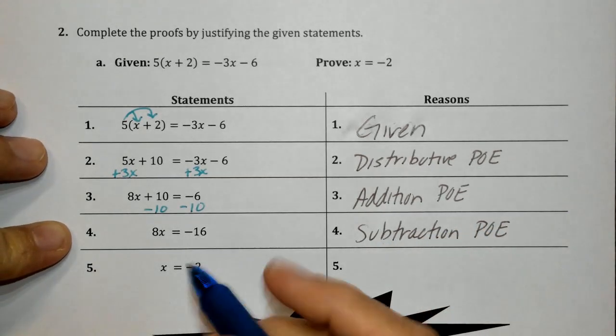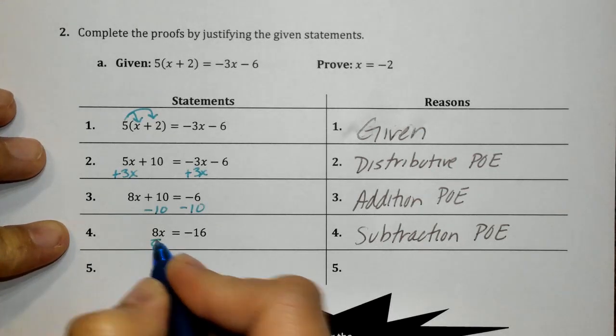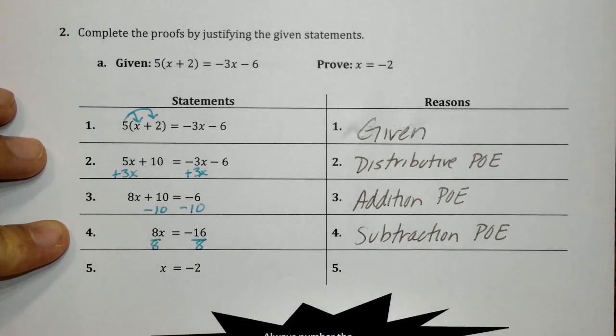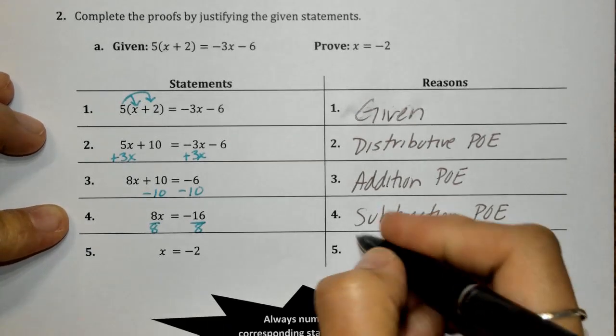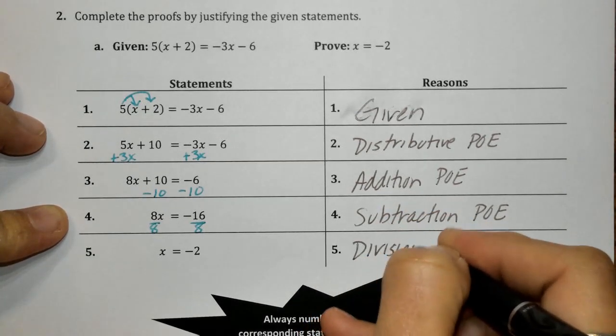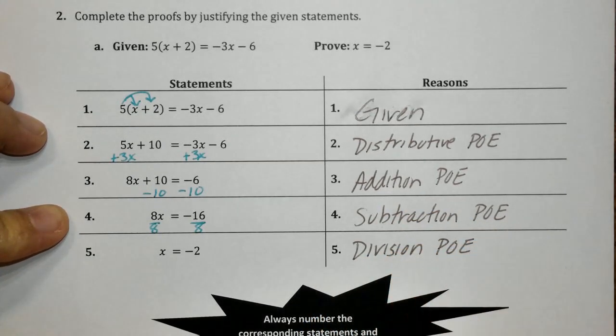And lastly, our last step, what we did was we divided by 8 on both sides. What did we do? We divided. So we have division. That's all we're doing here, okay?